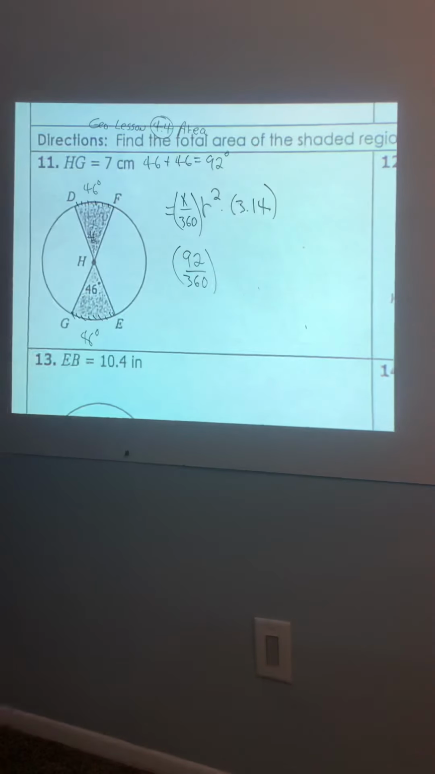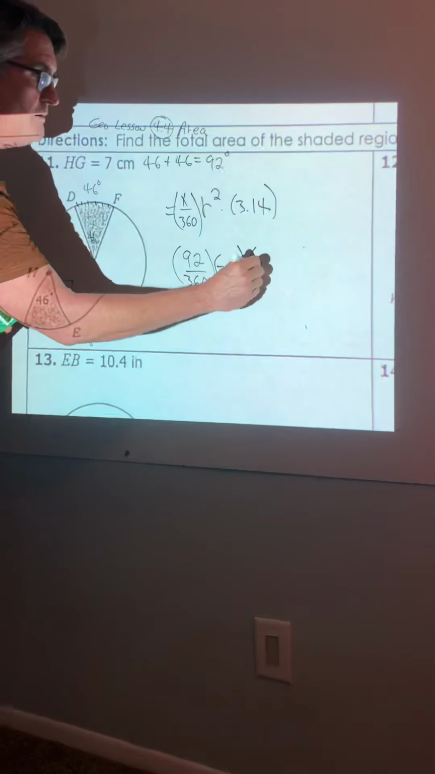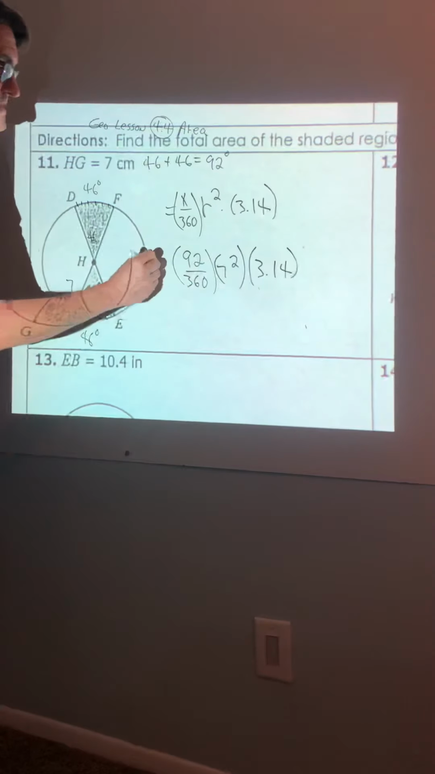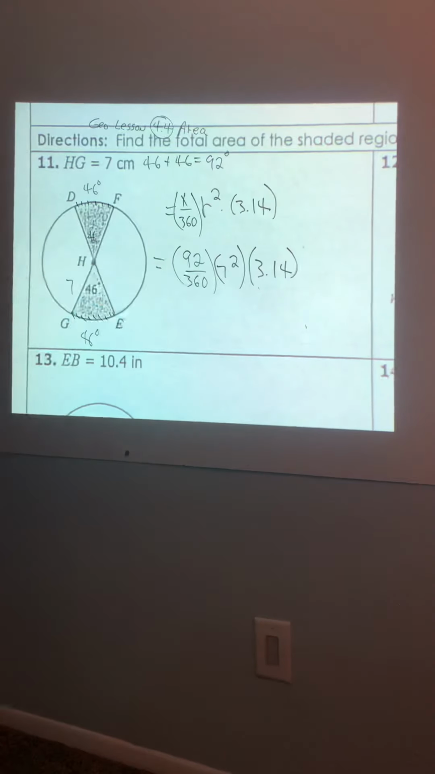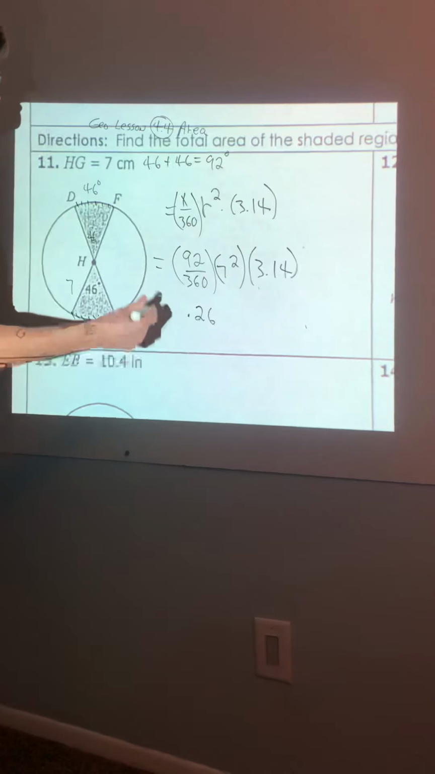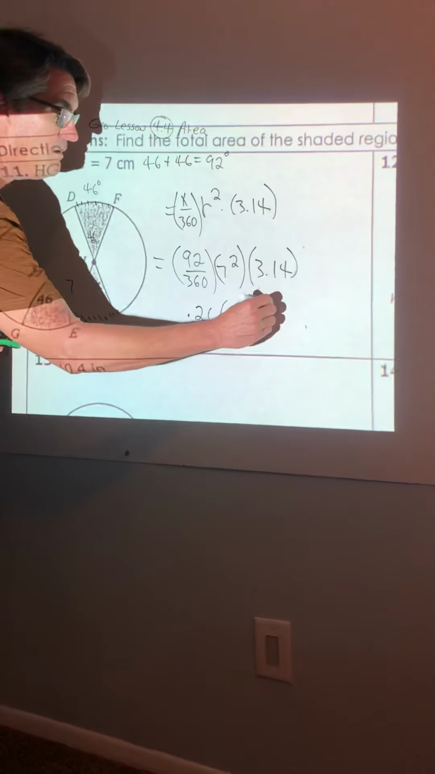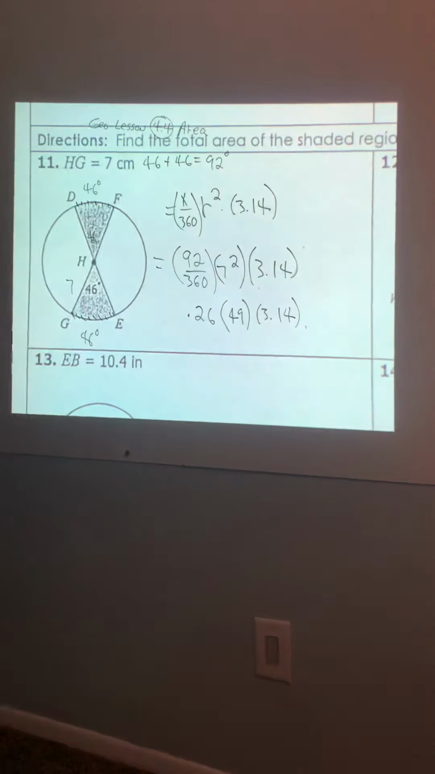All right, the radius, hopefully they gave it to us. It says h to g is 7 centimeters. Here's h to g, that's a 7. So I put 7 squared. And don't forget your friend pi. I just think this is the easiest way to do it. Let's divide that and get a decimal, and you can think of it in terms of percent. So I want 92 degrees divided by 360. I'm going to round that to 0.26. So we want 26% of the whole area of the circle. This is a 49, and then this is 3.14. And then all we're going to do is multiply.